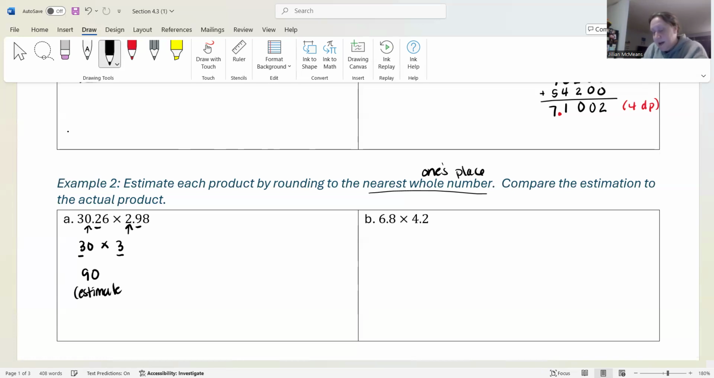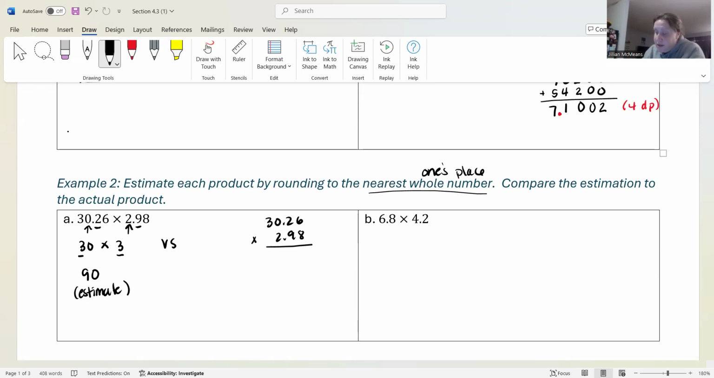Now, off to the side here, let's go ahead and figure out the actual product, okay? So we have 30.26 times 2.98. Okay, so I'm going to start by multiplying everything by 8.